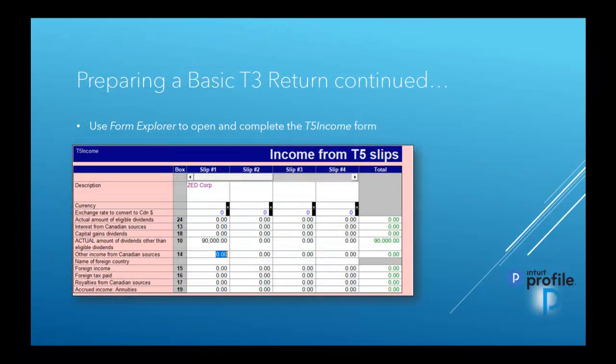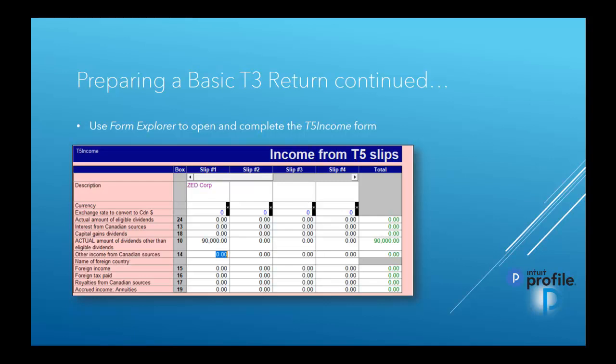The next step is getting to the Form Explorer under the Go-To menu, or you can just press F4 for the function key, and that will bring you to the Form Explorer. Do a search for T5 income, and that will bring up the T5 income form.